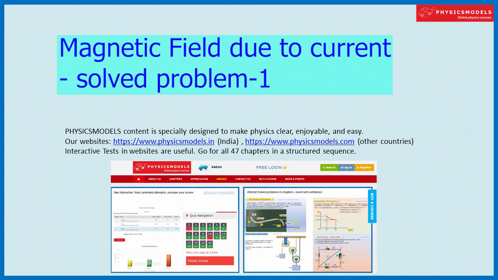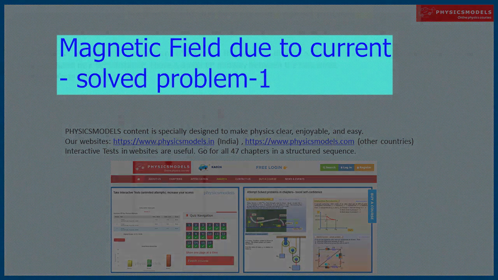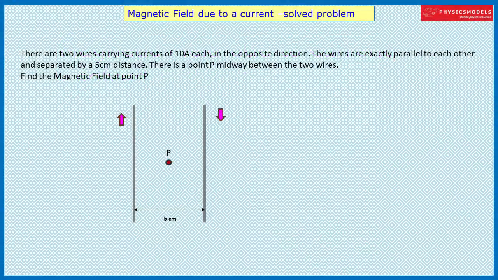Hi, in this video I'll explain a solved problem pertaining to the magnetic field created by a current flowing in a wire. In this problem, it states that there are two parallel wires and the currents are flowing in opposite directions. The value of the current is given. The wires are exactly parallel to each other and the separation distance between the wires is given, and we have to find the magnetic field at the point P, which is exactly midway between the two wires.